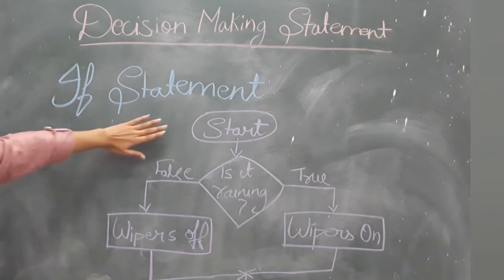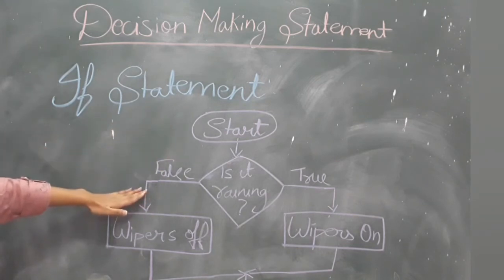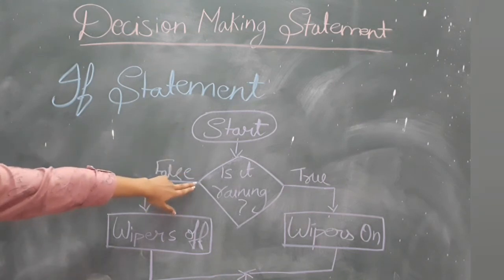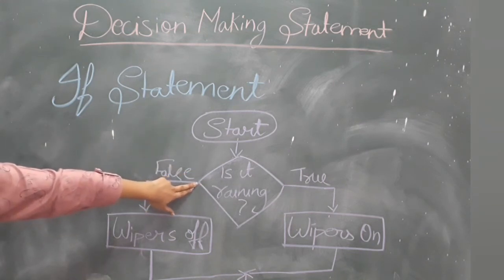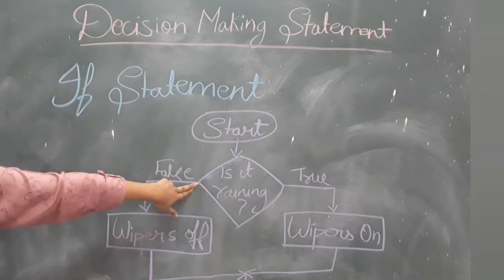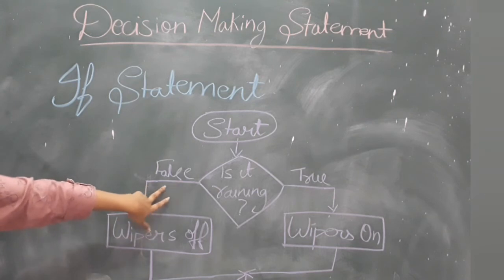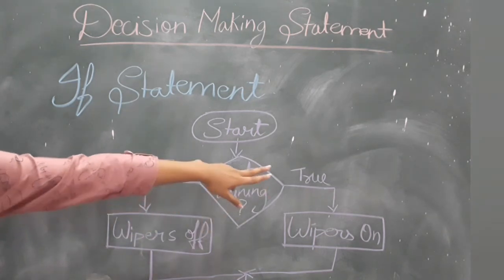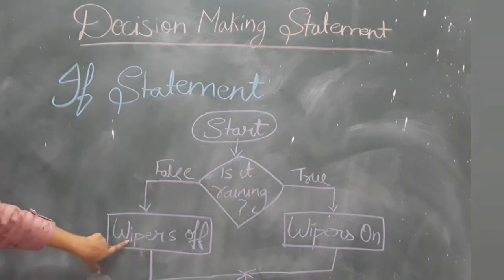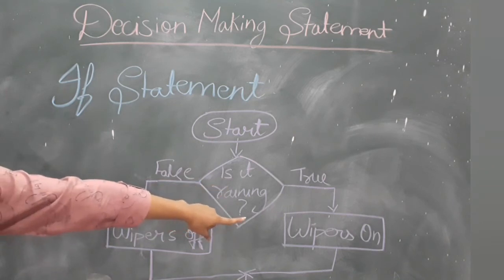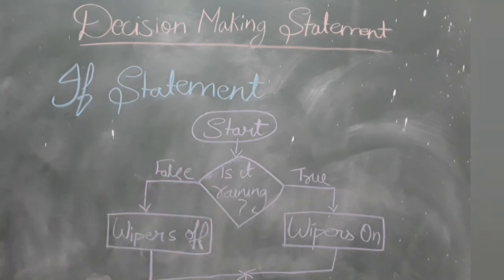Okay, so let's see this example in the form of a flowchart. You will start with the start statement. Now in the decision-making box, you will ask the question: is it raining? Two arrows are given, yes and no. If false, then you keep the wipers off. When the condition is true, the wipers should be on so that everything is visible to you clearly.